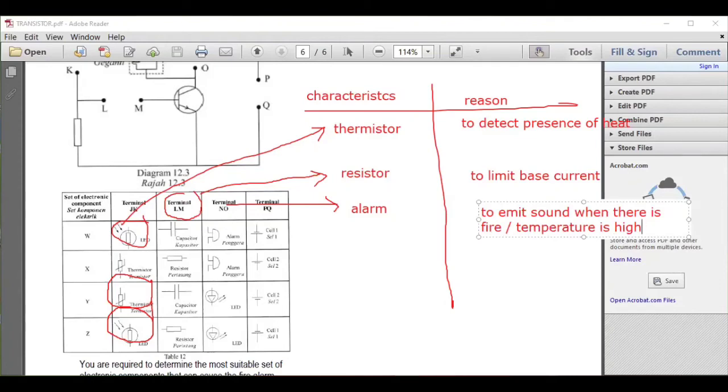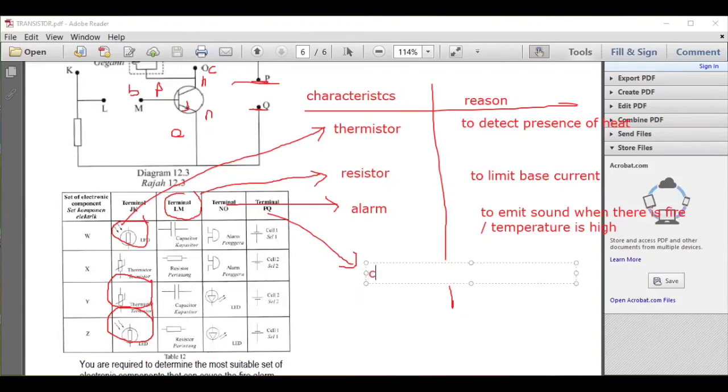And then lastly, terminal PQ. This one you look at your transistor. So this is an NPN, with emitter, base, collector. For NPN, here must be negative, here must be positive. The emitter must be negative so that your base and your emitter can be forward biased. So for terminal PQ, they put cell 1, cell 2. Cell 2 means down is negative, so just put cell 2.